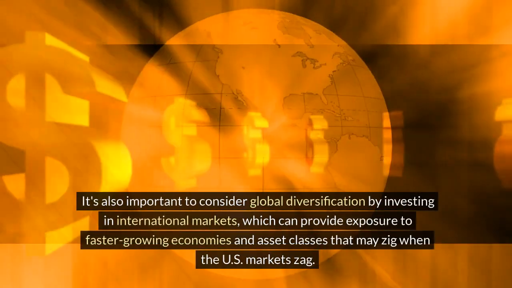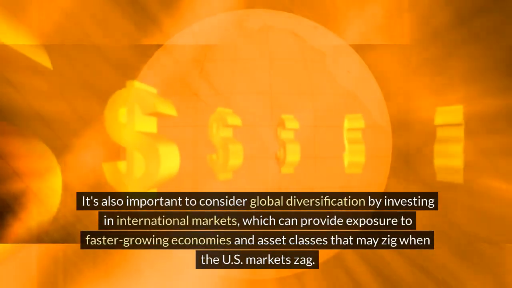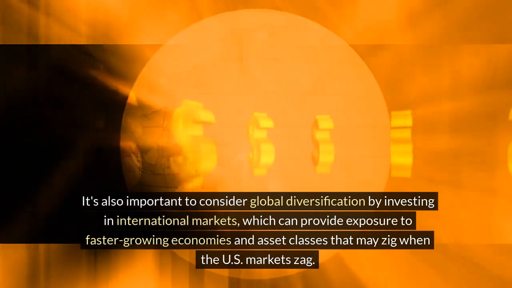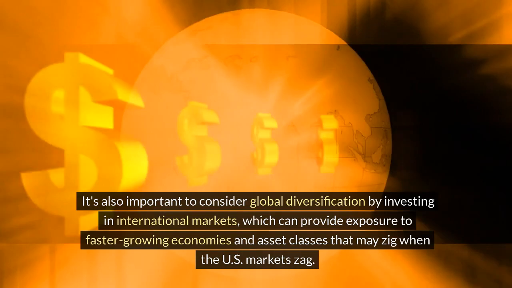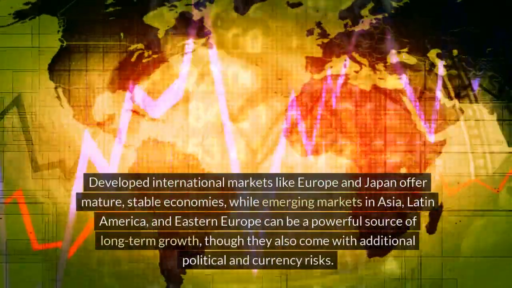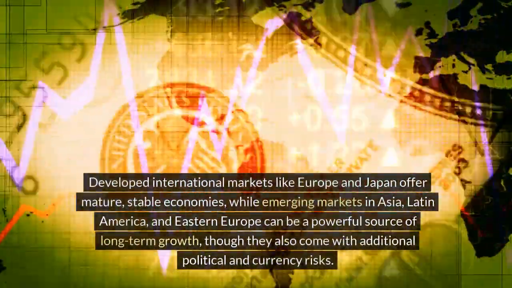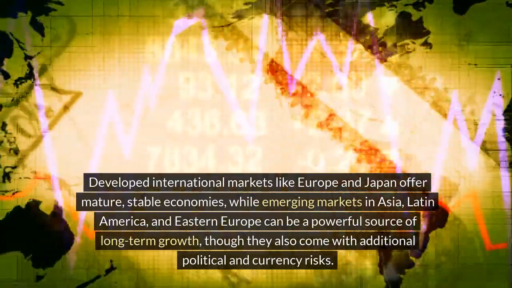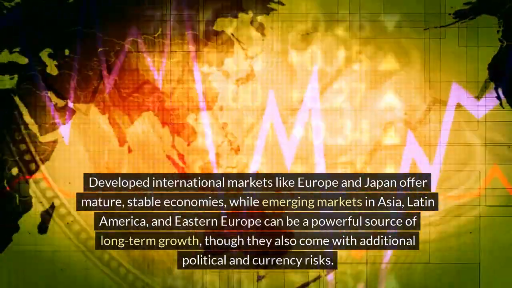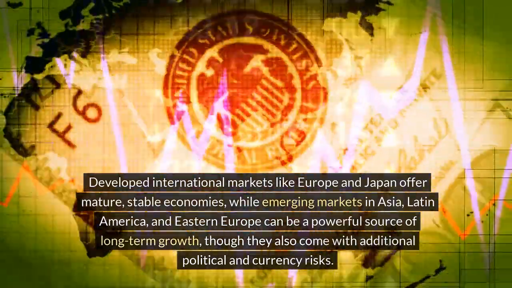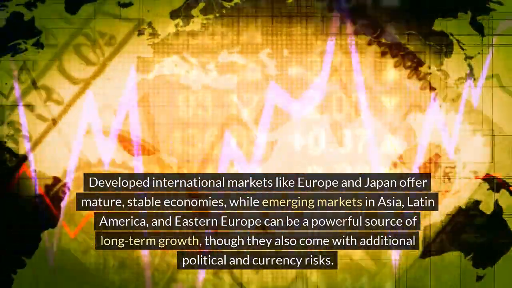It's also important to consider global diversification by investing in international markets, which can provide exposure to faster-growing economies and asset classes that may zig when the U.S. markets zag. Developed international markets like Europe and Japan offer mature, stable economies, while emerging markets in Asia, Latin America, and Eastern Europe can be a powerful source of long-term growth, though they also come with additional political and currency risks.